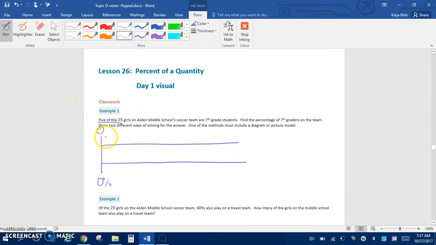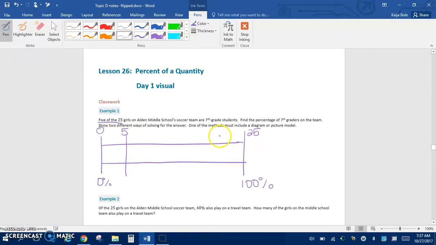So they said that 5 of the 25 girls on the soccer team are 7th grade students. So that means we know our total, our last line, is 25. And we know that a full percentage is 100%. So now they told us that 5 of the 25 are 7th graders, so that means we need to have a line with 5.